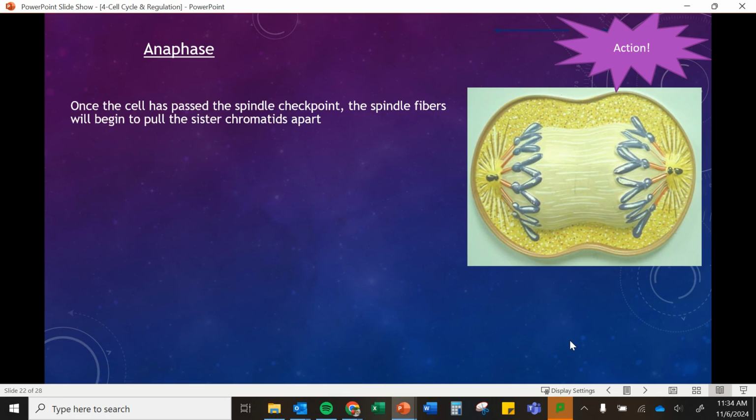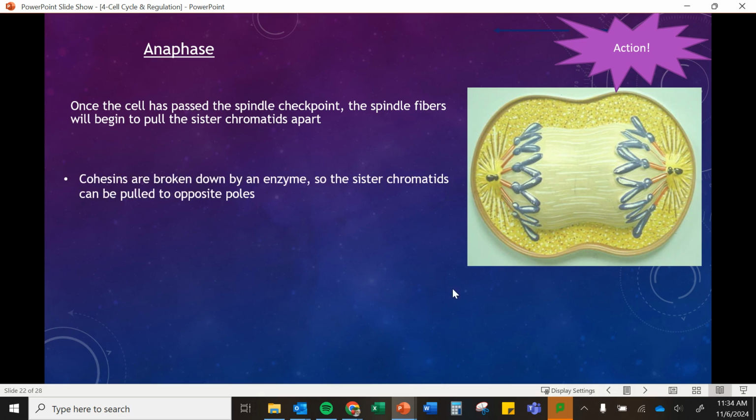Okay, so once the cell has passed the spindle checkpoint, everything's lined up properly, the spindle fibers will begin to pull and shorten. As they shorten, they're pulling on the chromosomes to pull those sister chromatids apart. The cohesion, remember those proteins that are on the centromere, are broken down by an enzyme, making it so those sister chromatids can be pulled away from each other.